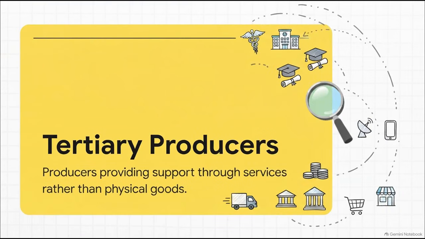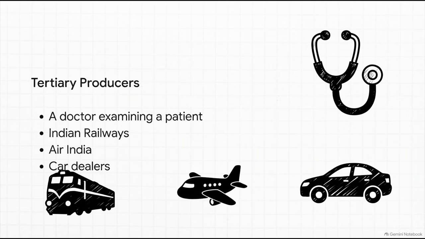Finally, we reach the third sector, tertiary producers. Now, this sector is a whole different ballgame because it doesn't produce physical goods at all. Instead, tertiary producers provide crucial support to the primary and secondary sectors through various services. They are the essential service network that allows the rest of the economy to function smoothly. Think about it. Goods produced in factories or on farms need to be transported, stored, marketed, and sold. The producers themselves need banking and insurance to survive. So tertiary producers include someone like a doctor examining a patient, but they also include massive transportation networks like Indian Railways or Air India, as well as trade professionals like car dealers.